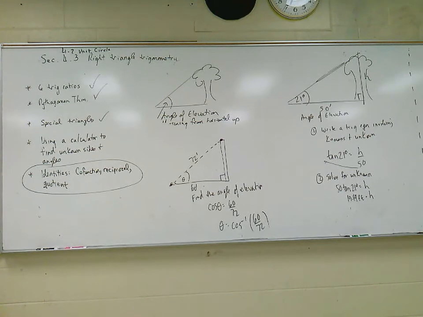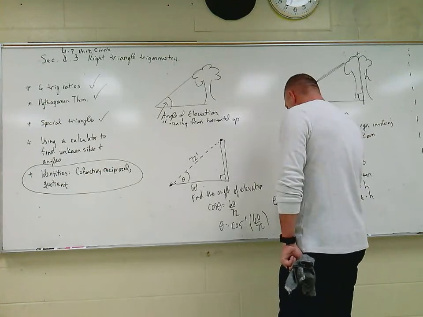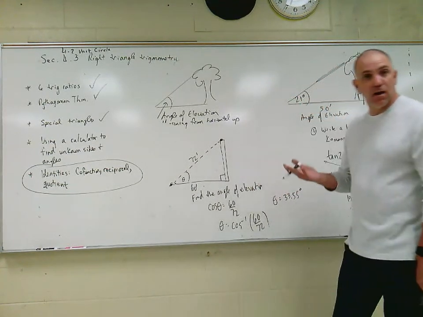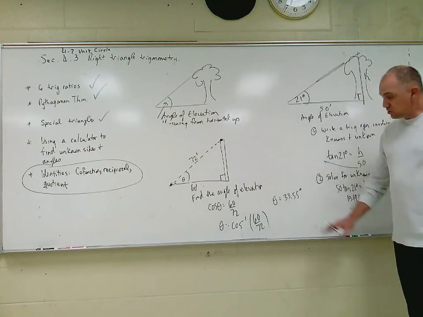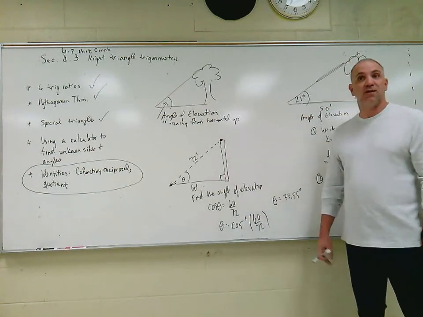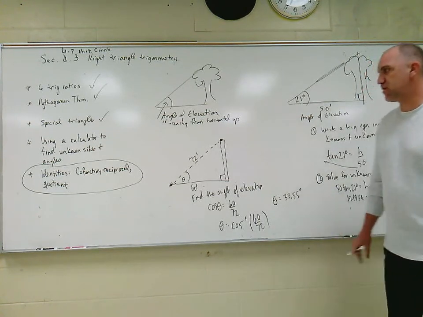Okay. So what did you get? 33.55 degrees. 33.55 degrees. And that's your angle of elevation. So does everybody see the use for these buttons? You use this button when you're trying to find an angle. Okay? So let's stop there. Let's look at what we've got.